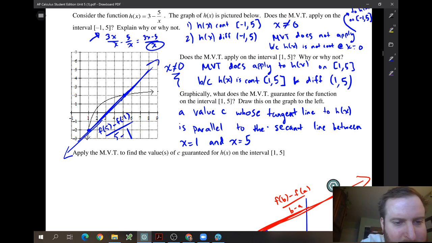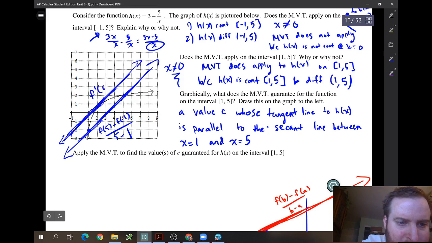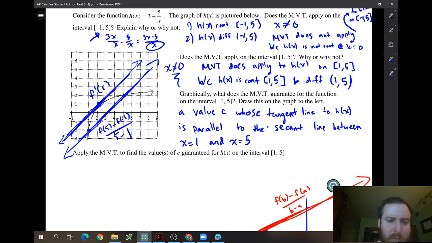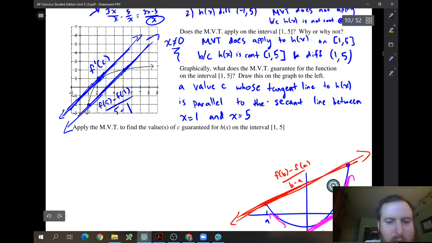To me, it looks like it's a little bit after 2, somewhere in there. If we draw that line, those look pretty parallel. And so this is our f prime of c, right? That was just hitting it right, like I said, a little bit after 2. And so now apply the mean value theorem to find that value.